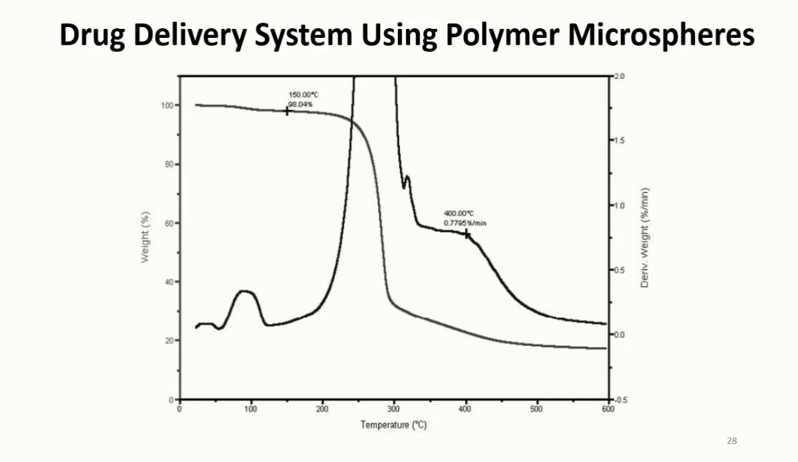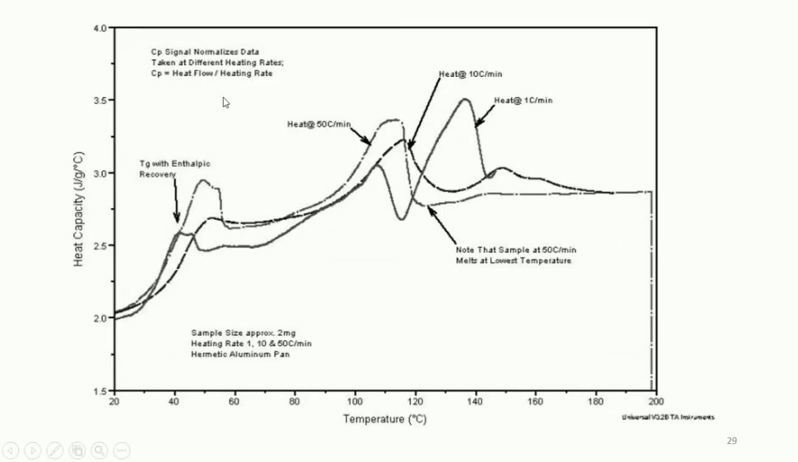The next step is to run at different heating rates. That would help us to see if the sample undergoes polymorphic transformation at low heating rates. In the next picture, it is a comparison of total heat capacity signals from experiments run at 1, 10 and 50 degrees Celsius per minute.